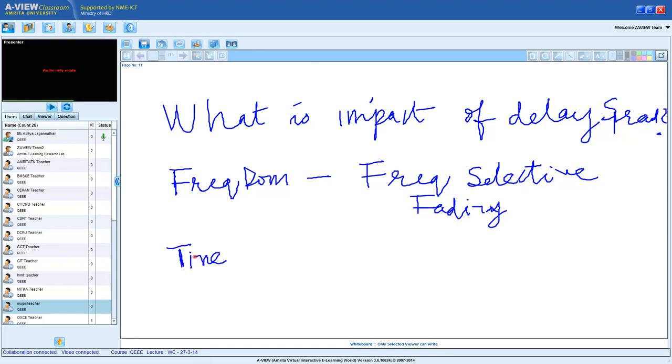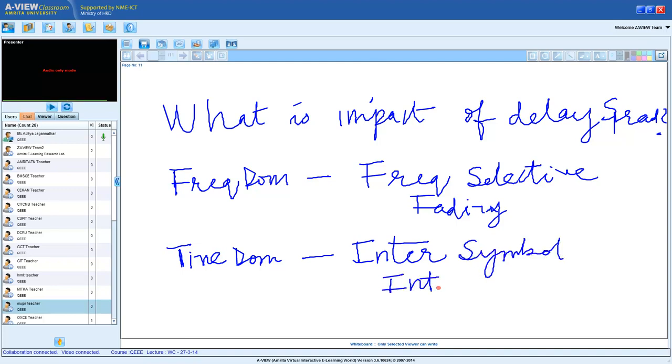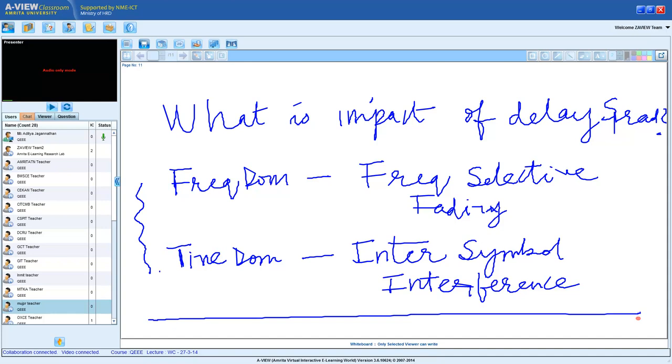In the time domain, what does it cause? It causes inter-symbol interference. In the frequency domain, it causes frequency selective fading. In the time domain, it causes inter-symbol interference. Okay, so that is basically the impact of the delay spread.